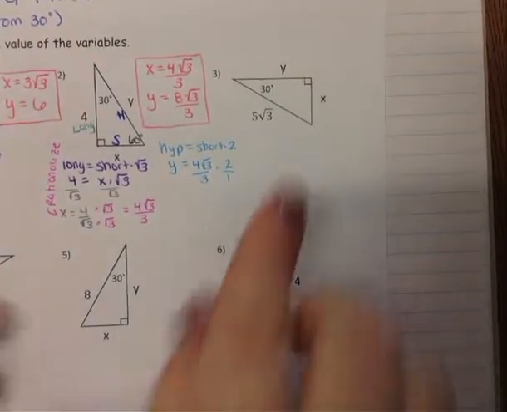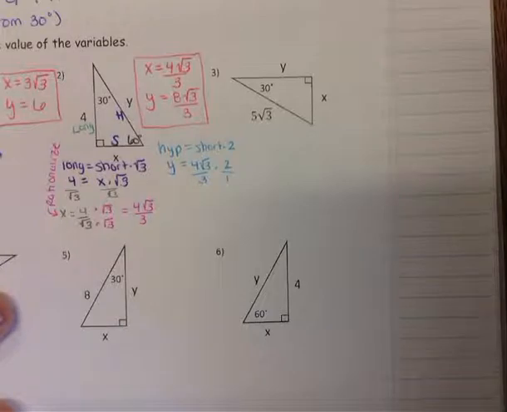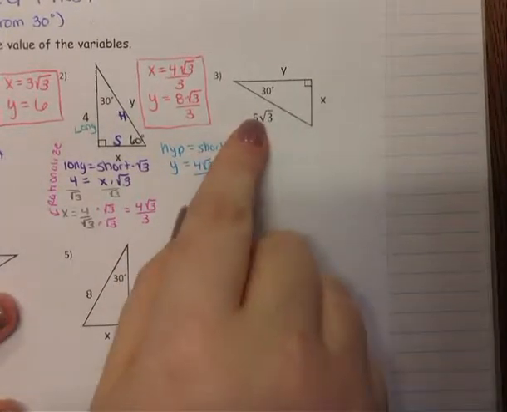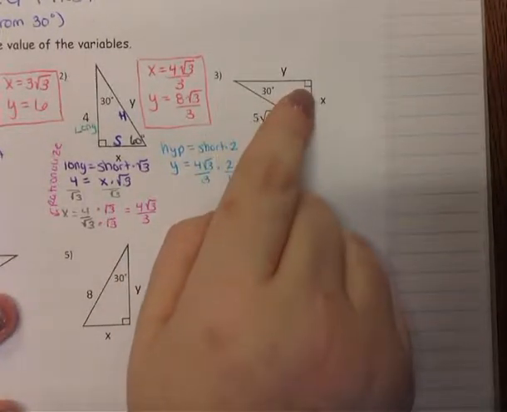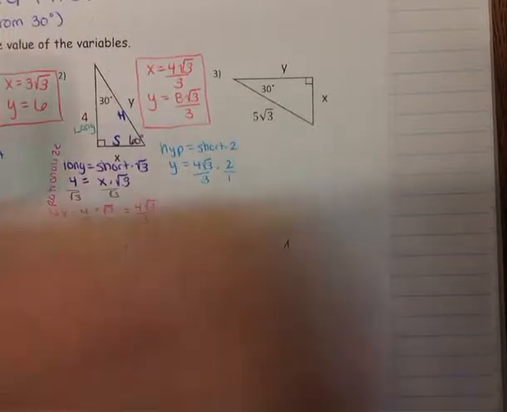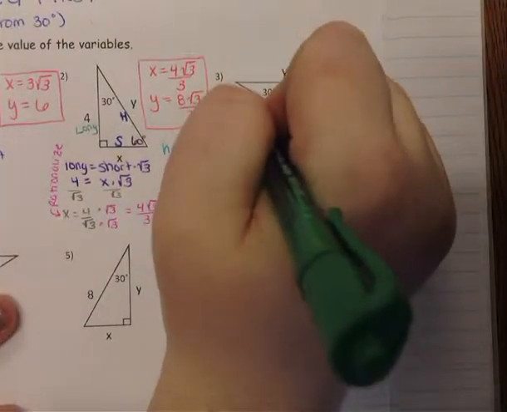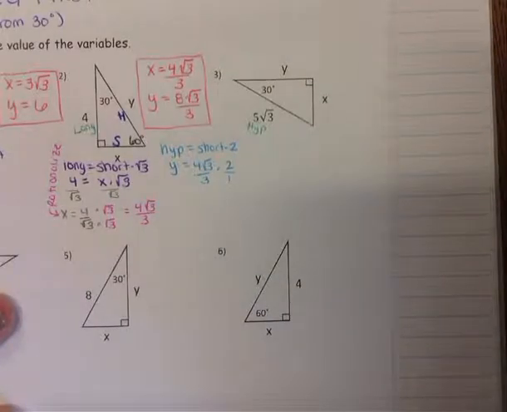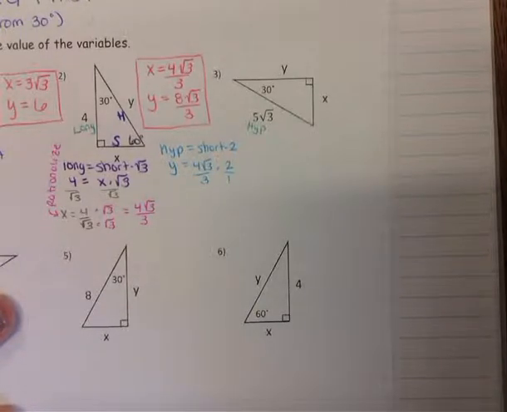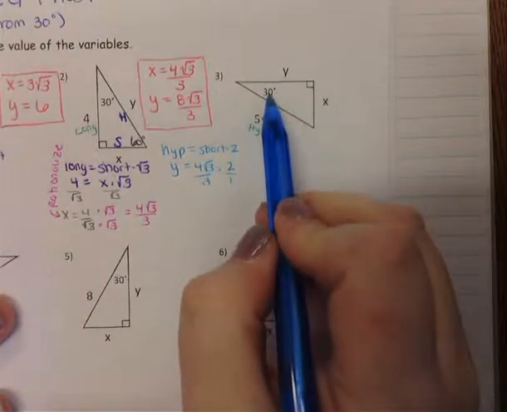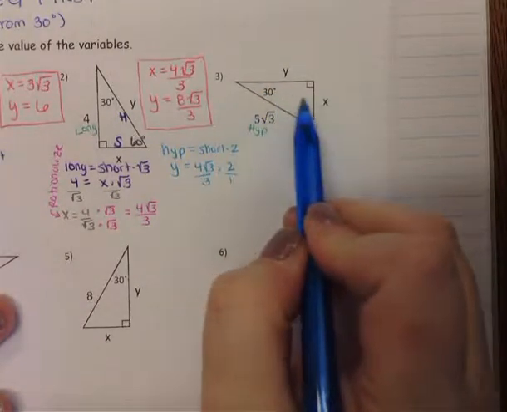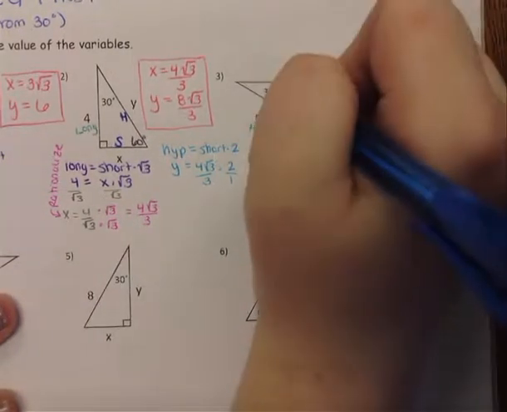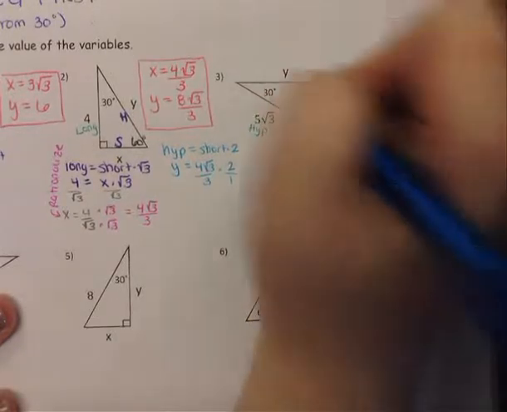On this next example, again, we're going to label what it is that we do have. We have a 5 square root of 3 right here, which is opposite the 90 degrees. That means that this is your hypotenuse. So we want to find our short and then our long. The short is opposite the 30 degrees, so we go across it. Our x is our short side. Therefore, our y is our long.